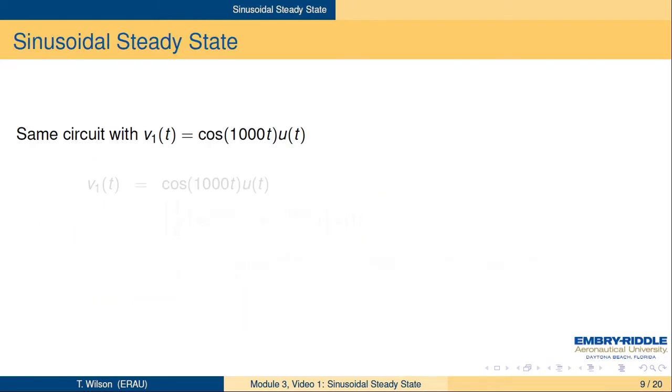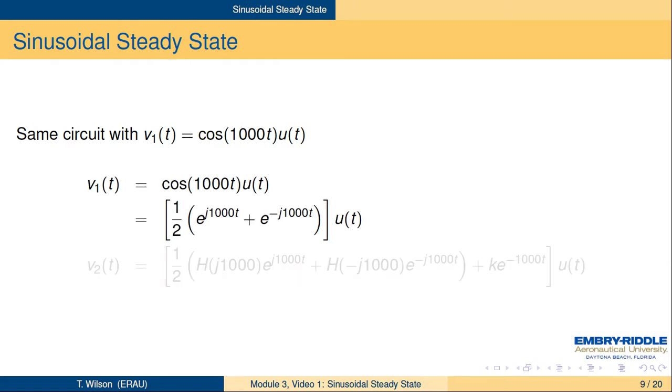Let's do the same circuit, but let the input be cosine 1,000t u of t. And in order to exploit the exponential property, we have to see the cosine as a superposition of an exponential with a rate j 1,000 and an exponential with a rate minus j 1,000. And you add those together, and that would give you twice a cosine, so you have to take a half there. And then it's still times u of t. It turns on at t equals 0.